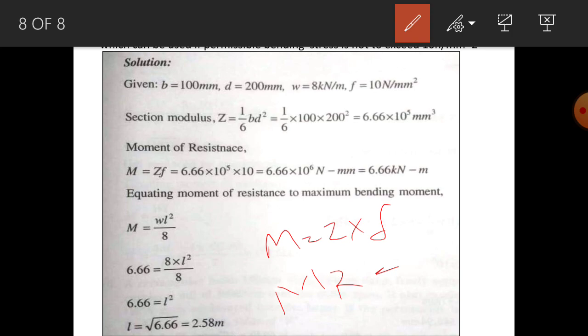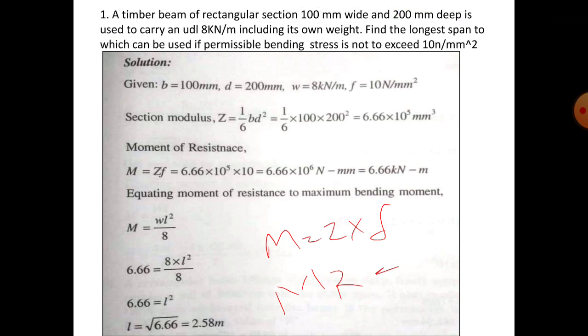By this we calculate the moment of resistance. What he has said is to calculate for the maximum, because we have to calculate the maximum length. To calculate the maximum length, we need a moment. We don't have a moment, so we'll be equating the moment of resistance, because you have to calculate for the maximum load or maximum span, whichever it may be. You have to equate the moment of resistance that you have calculated from the M is equal to Z into F equation, and use that as the moment, because that will be the maximum moment, the maximum stresses that you can bear.